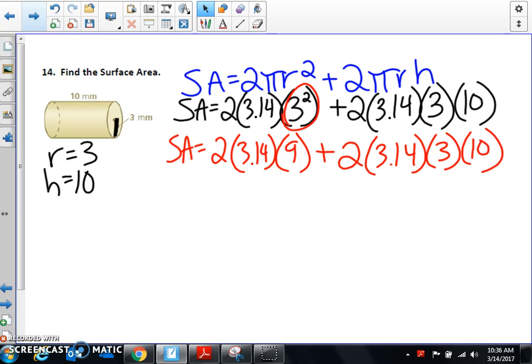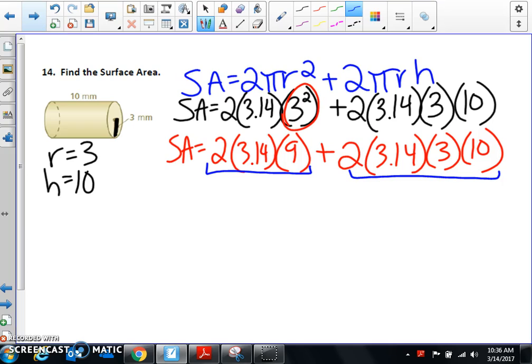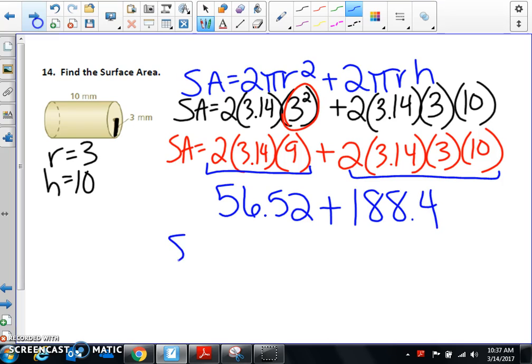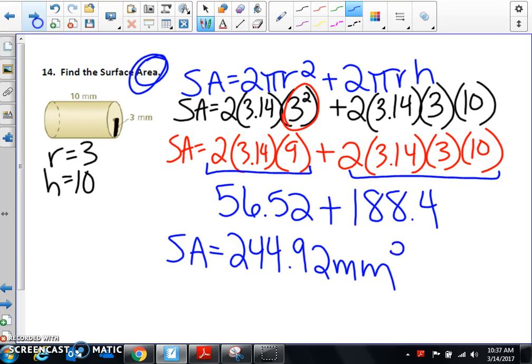All right, from this point, I got to break it up into 2 chunks. So we're going to break up this chunk and this chunk, and then I'm going to add them together. I'm just going to drop that plus sign. So in my calculator, 2 times 3.14 times 9 is 56.52. And then the other side is 2 times 3.14 times 3 times 10. And that gives me 188.4. Last step, I just add them up. So 56.52 plus 188.4 gives me 244.92 millimeters. And remember, it's a surface area, so it's squared.